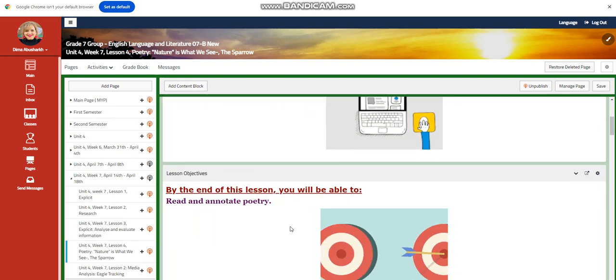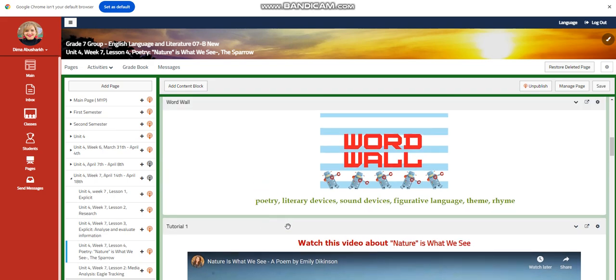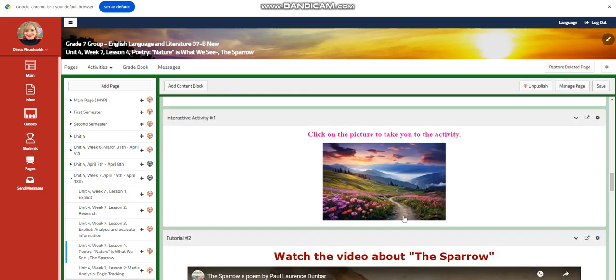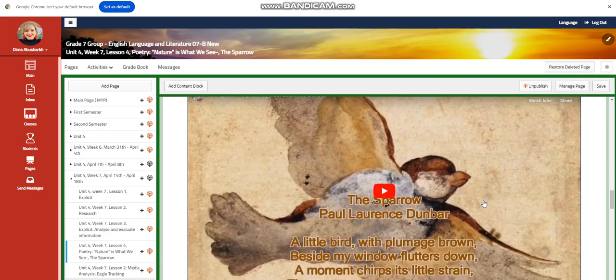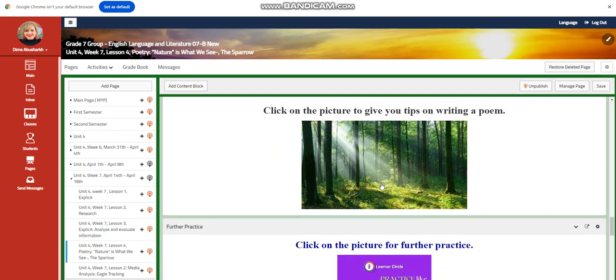For lesson 4, we're going to delve into poetry again. We're going to read and annotate poetry. Our word wall includes poetry, literary devices, sound devices, figurative language, theme, and rhyme. You're going to watch a video about Nature Is What We See and have an interactive activity related to that. Then you're going to watch a video about the sparrow poem, and individually you're going to write a poem about nature. You can write about earth, any animal of your choice, plants, or even pollution. You will have a link that is going to give you tips on how to write a poem.